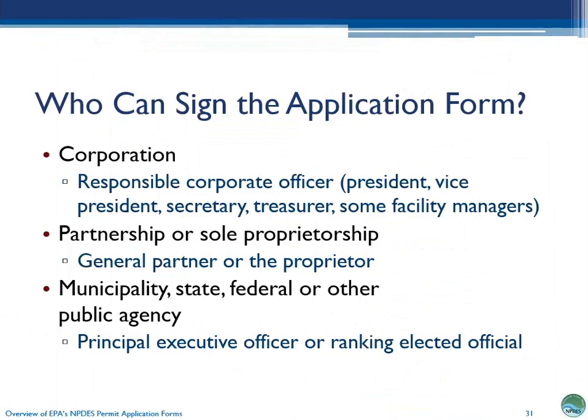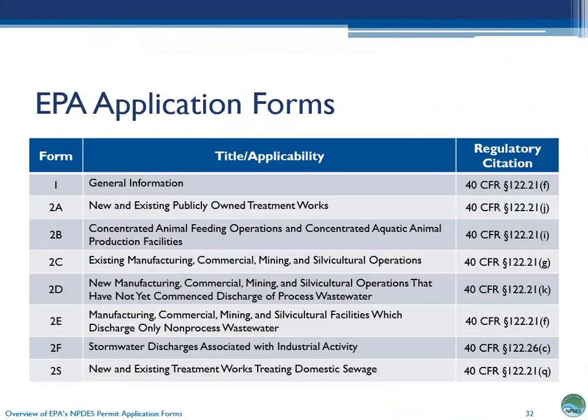Who is the appropriate person to sign on the dotted line of the permit application? For a corporation, the appropriate signatory is a president, vice president, secretary, treasurer, responsible corporate officer, or a manager of one or more facilities who is authorized to sign. For a partnership or sole proprietorship, a general partner or the proprietor must sign the form. For a municipality, state, federal, or other public agency, a principal executive officer or ranking elected official must sign.